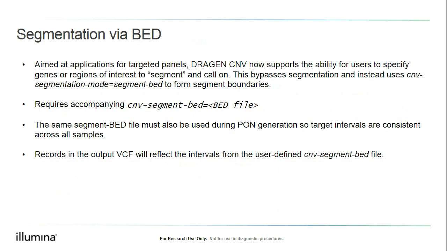The other feature, again, that is giving you some additional capability as a user is now you can do segmentation via a bed file. DRAGEN CNV caller has its segmentation step, but if you want to use a bed file to specify segmentation boundaries, now there is capability to do that. You can use this command line option called CNV segmentation bed and provide a bed file. What this bed file will let you do is specify genes or regions of interest, and those are the regions of interest that we will segment and call upon.